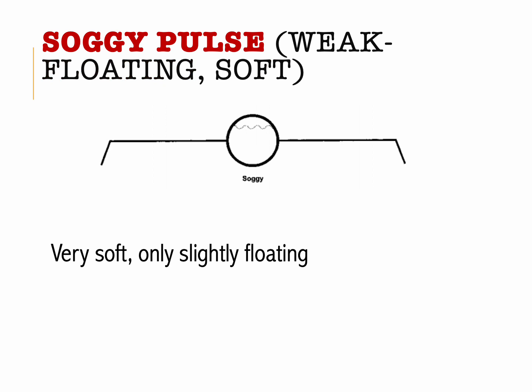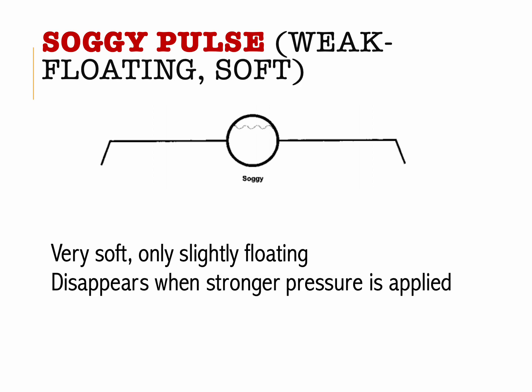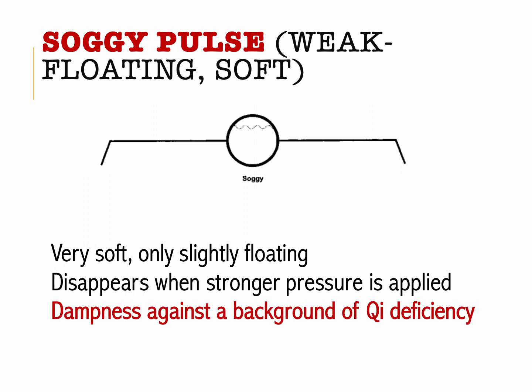Soggy pulse is the weak floating or soft pulse. It can be felt only on the superficial level. It feels very soft and is only slightly floating. The soggy pulse disappears when stronger pressure is applied. Soggy pulse indicates the presence of dampness against a background of Qi deficiency. It may also indicate yin and essence deficiency.